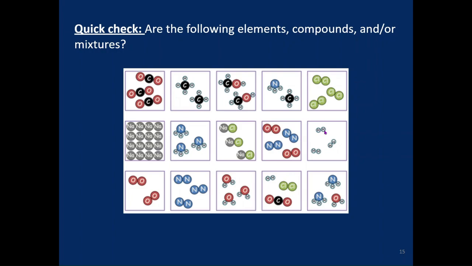These are hydrogens, elemental hydrogen. So this is element, not mixture. Element, right? Oxygen. Element, this is nitrogen. Compound, right? This is a mixture of both elements and compounds. And then this is a mixture of compounds. So hopefully you're able to discern what each of these were and figure them out.